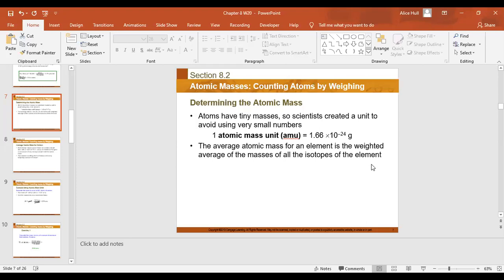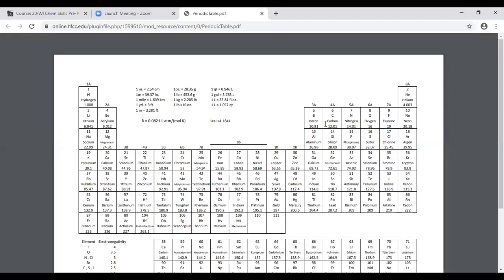So the average atomic mass is a weighted average of the masses of all the isotopes of an element. Okay, so if I go out here and show you, we know where to find that, right? On the periodic table, let's look at carbon. 12.01 is the weighted atomic mass, the weighted average mass, the AMU for carbon, the weighted mass of all the isotopes. Okay, so we're going to start using those numbers there and putting them into some calculations.